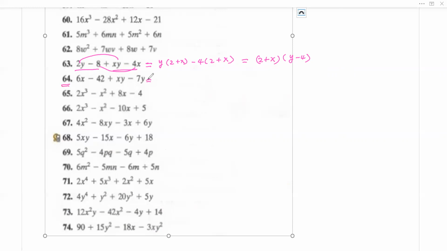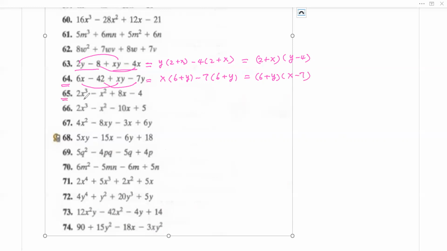64, all right, 64 here. Let's do the same. Use these two as a group. So you can see x is the common part and 6 plus y. And the second two, negative 42 and negative 7y. So negative 7, 6 plus y, right? So 6 plus y, take it out first, x minus 7.